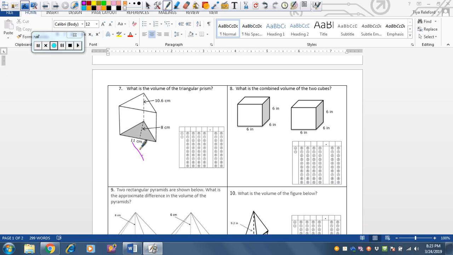Number 7 is just like number 2. Number 8, you need to make sure you combine. So you can either multiply by 2 or add it to itself. But you're going to find the volume of 1 cube and then multiply by 2.